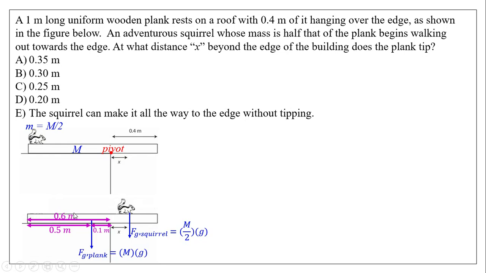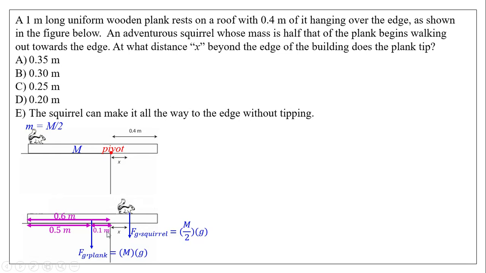Once again, the whole plank is 1 meter. From the right side to where the pivot is, it's given as 0.4. Therefore, the remaining has to be 0.6. But then you don't need 0.6, you actually need 0.1, because F of G is placed at the center, which is 0.5 away, but that's not your pivot. Your pivot is right here where this red dot is. So make sure you measure stuff correctly.